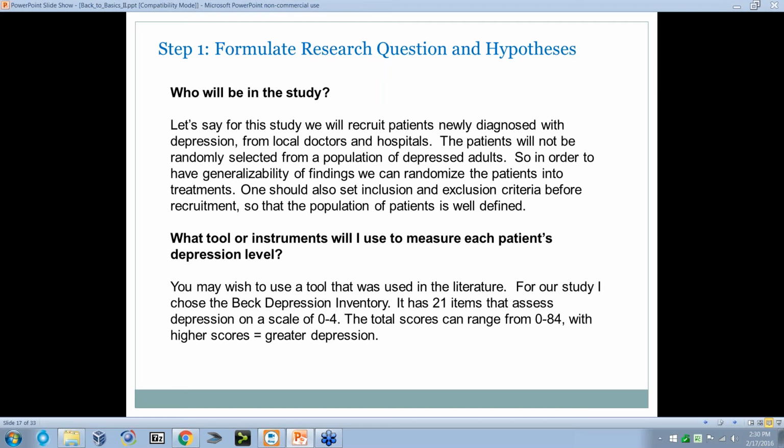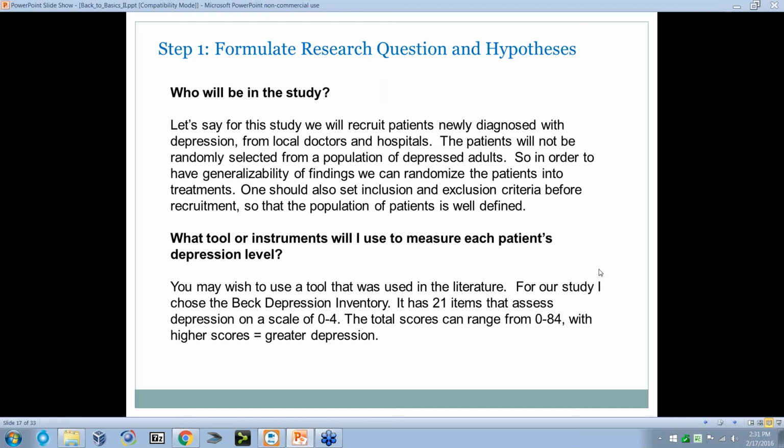So we should also set our inclusion and our exclusion criteria before recruitment so that the population of patients is well defined, right? Do we want to look just at men? Do we want to look at men and women? Is there a certain age group? Are they going to have comorbidities? Maybe there's other things that we want to exclude for that might be causing their depression or affecting it. So those are very, very important things to think about.